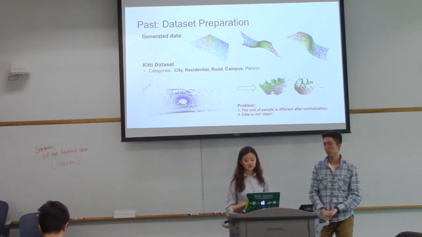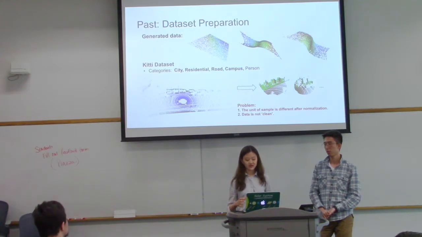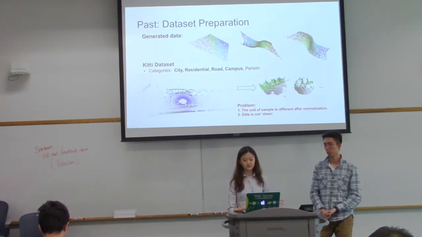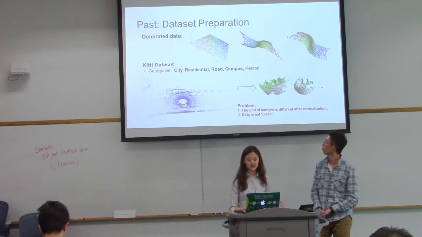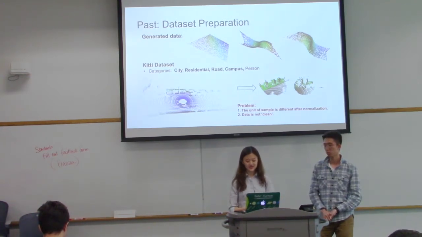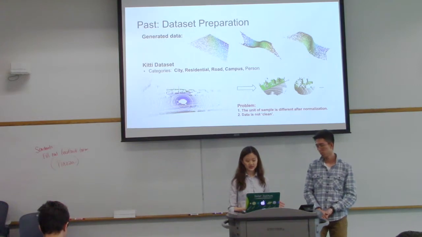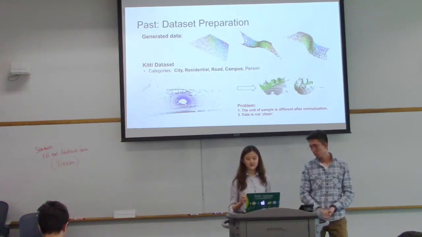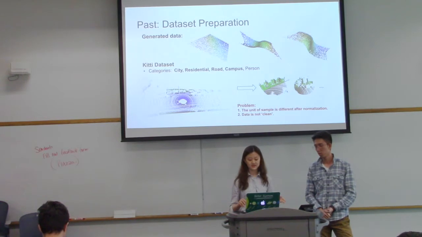However, this process has 2 main problems. The first is that the unit of the samples is different after we do the normalization of the small point clouds. The second is that the data is not clean. We can see that in some parts of the point clouds, like these 2 sides of the sample point clouds, the points are pretty sparse. These points may be of less use, and they may just be noise. We will show in the present work how we fix this problem.